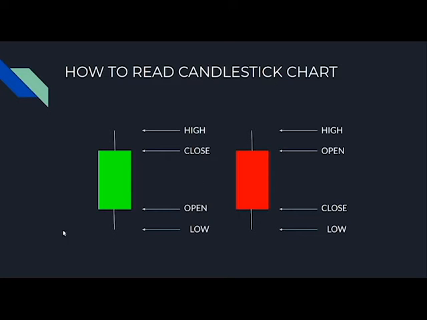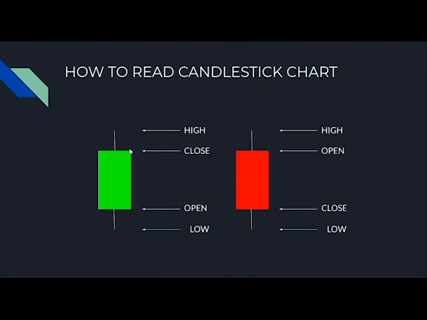The bottom of the body represents the opening price if the candle is green, and the top of the body represents the closing price. So basically like line chart, if at 9 a.m. the share opens at 18 rupees and at 9:05 a.m. it closes at 20 rupees, then the bottom of the body is the opening price and the top is the closing price.